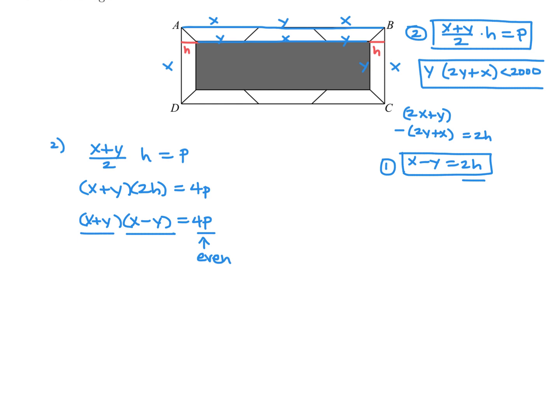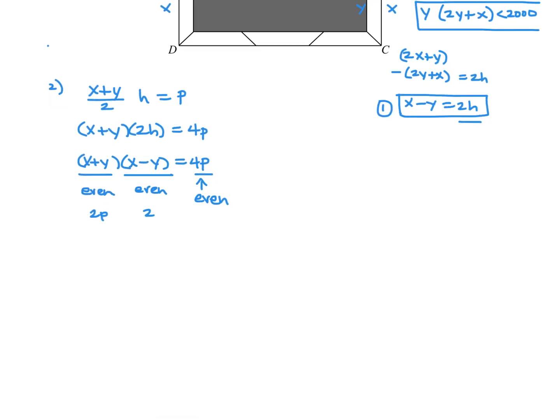But x plus y and x minus y are written in such a way that they have the same parity, meaning they're either both even or both odd, and you can test that with different numbers. So the only way for this to work is for them to be both even. So that's just looking at parity. And therefore, that 4p, the only way to break it up into even and even would be to put a 2p here and a 2 here. That's the only way. Okay, so therefore, x plus y is 2p, and x minus y is 2.